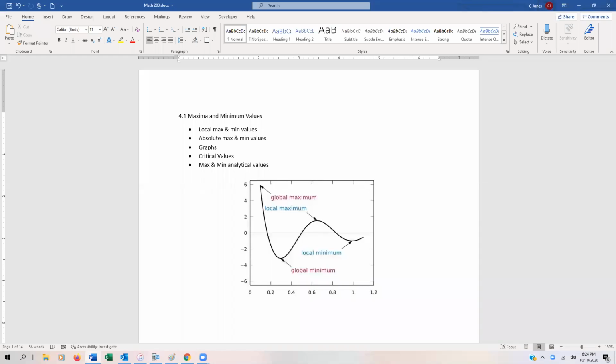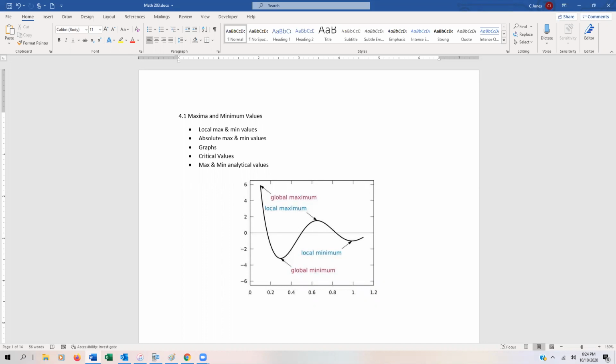In chapter 4, we're going to start taking a look at the idea of the application of the derivative. In chapter 3, we took a look at all the different techniques of being able to find the derivative. So now what we're going to do is, what is the derivative good for in this section? And this is one of the most important things that we're going to get out of this Calculus 1 course, is utilizing the derivative for optimization.